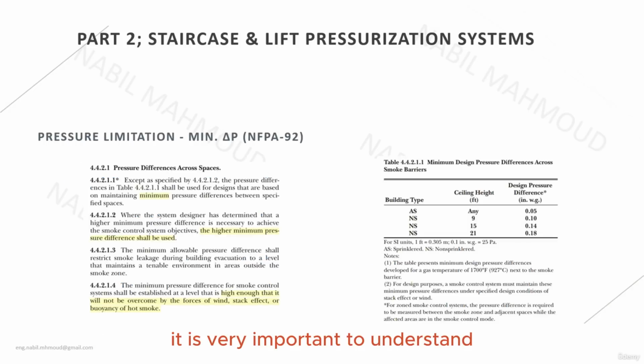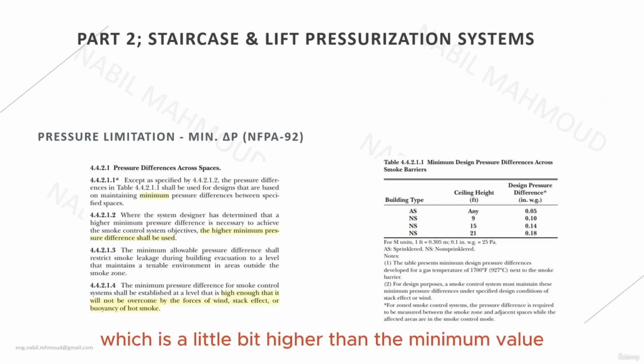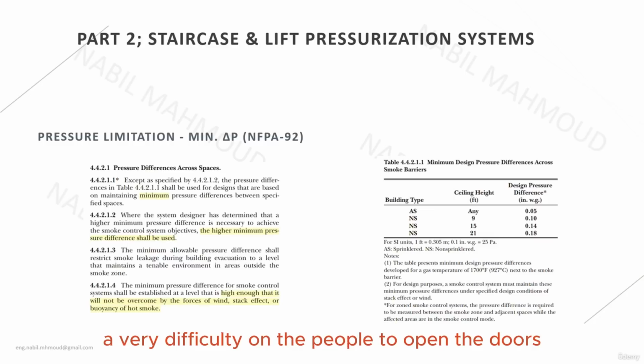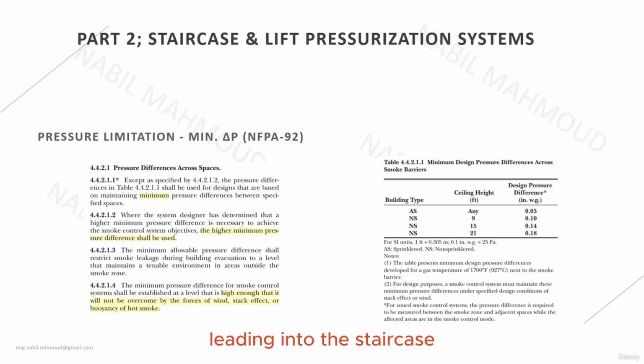It is very important to understand and avoid the pressure limitations when it comes to the staircase pressurization. It's also important to try to use a value for the pressurization which is a little bit higher than the minimum value to avoid any pressurization loss in case of any doors opened, and to also avoid using the maximum pressurization value, because if any slight accumulation of pressure happened, you will exceed it, and then you will pose a very difficult task on the people to open the doors leading into the staircase.